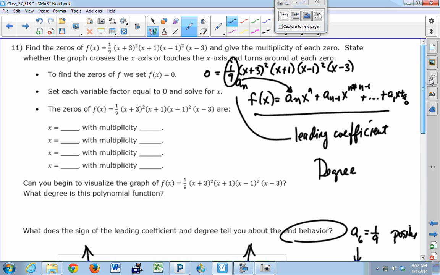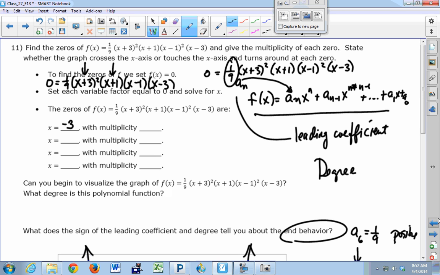Okay. Now, let's find the zeros. If we set this polynomial form equal to 0, the 1/9 doesn't come into play because 1/9 will never equal 0. So all I have to do is look at each factor and figure out when each factor is going to equal 0. So what value of x will make that first factor equal to 0? x plus 3 equals 0. What will make that 0? -3. So one zero is going to be -3.